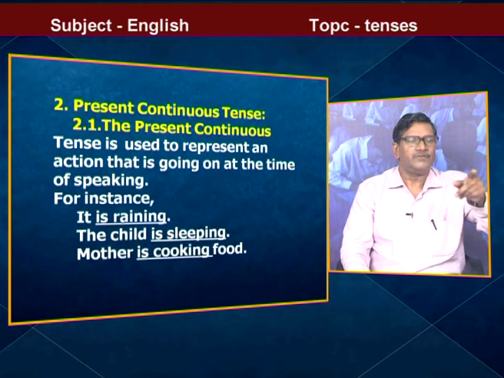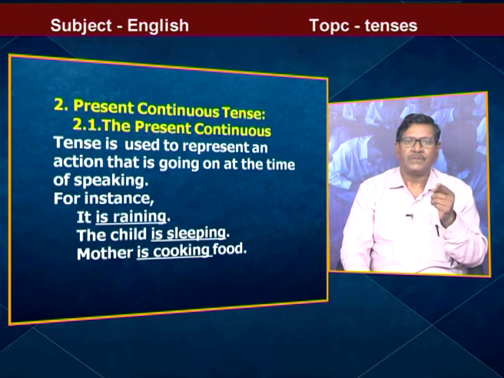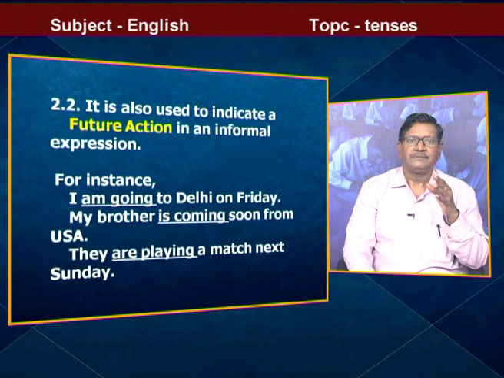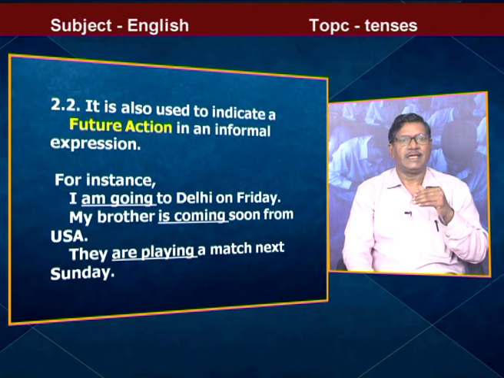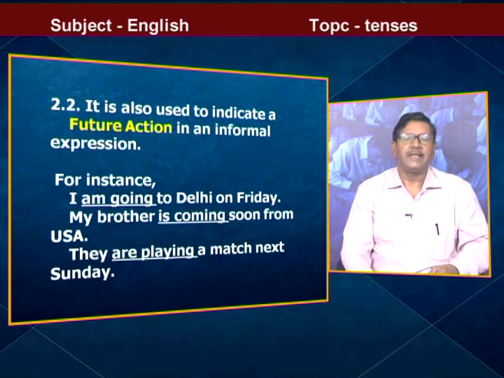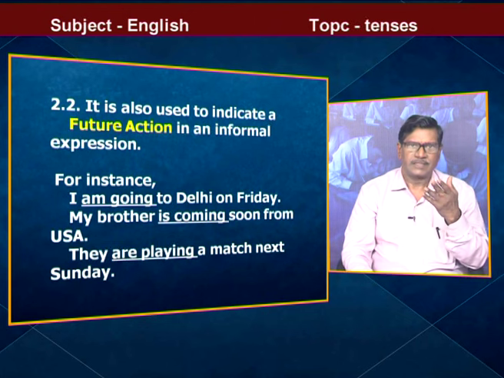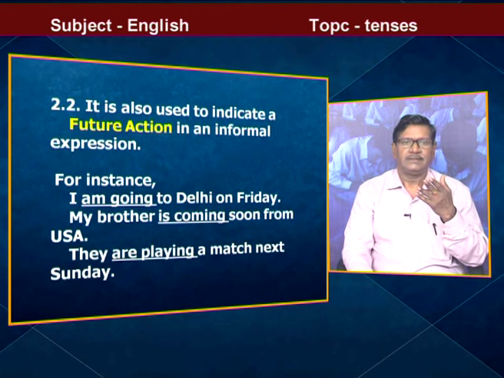Mother is cooking food. All these things happen at the time of speaking. So, present continuous tense is used to represent an action that is going on at the time of speaking. It is also used to indicate a future action in an informal way. So, let's see some examples for that.